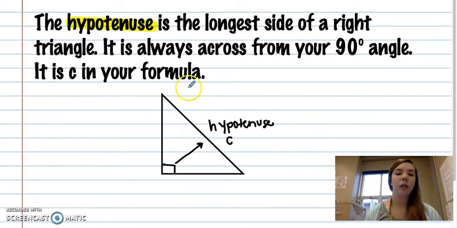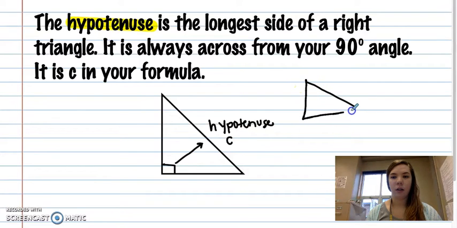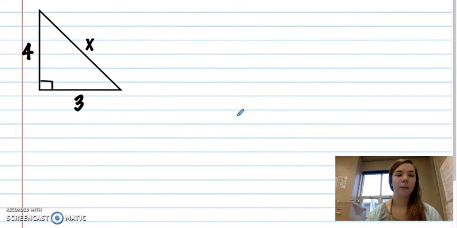Now this triangle could be turned all sorts of different ways, so make sure that the hypotenuse is always across from your right angle, because it could also be something like this, where it's down here. All right, so make sure you get this picture down. Okay, so now we're just going to go into some examples.